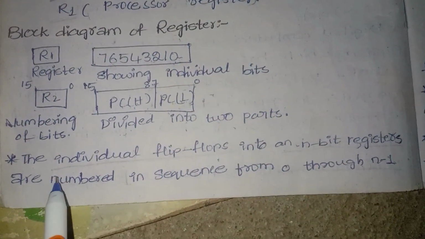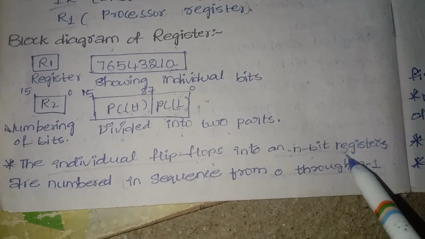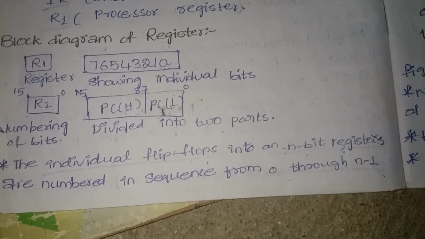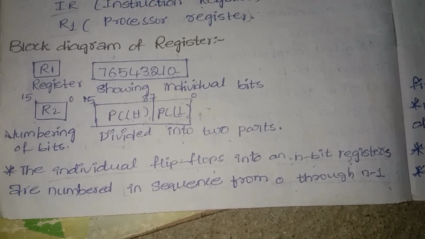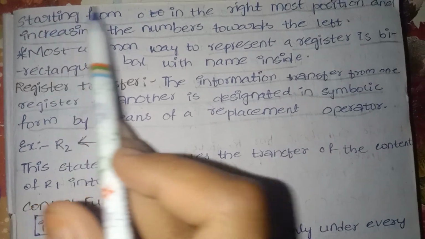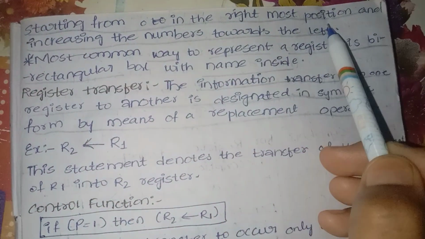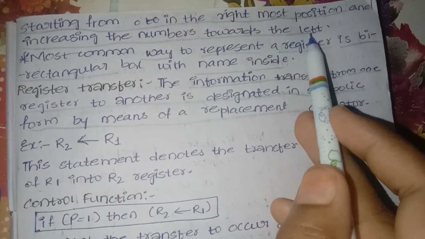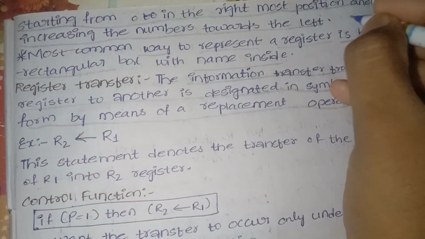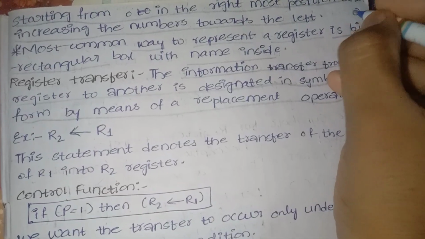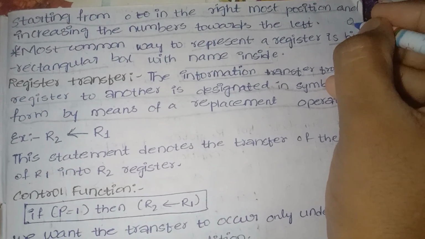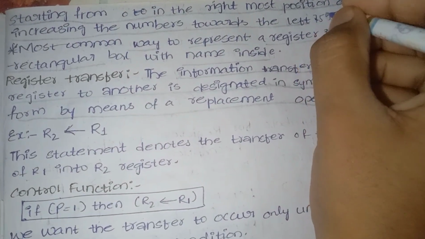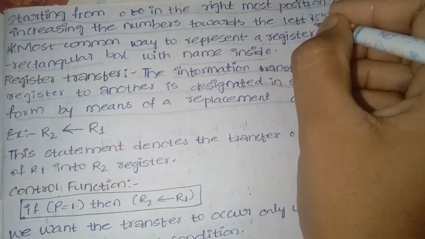16. The individual flip-flops in an n-bit register are numbered in sequence from 0 through n-1. It starts with 0 and ends with n-1, starting from 0 in the rightmost position, that is the right side, and increasing the numbers towards the left. Here we are storing 0 to 7, total 8, starting with 0 in the rightmost position and moving towards the left: 1, 2, 3, 4, 5, 6, 7. So we are moving from the rightmost position to the left side.